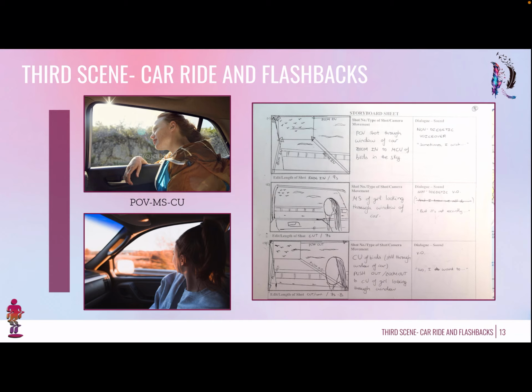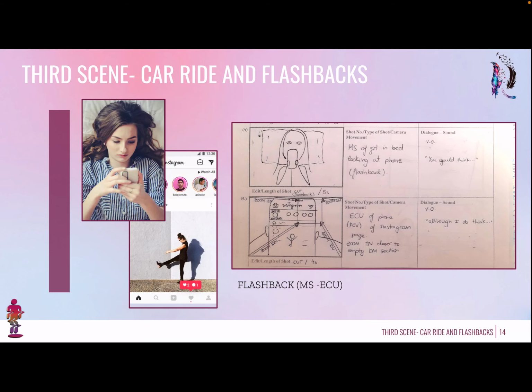So then there's going to be a medium shot of the girl looking through the window of the car, so that it is confirmed that it is her speaking, it is her eyes that we're looking through. And then again a close-up of the birds through the window of the car, pushing out to a shot of the girl as a sort of variation from the previous shots, because it makes sense when the voiceover is happening.